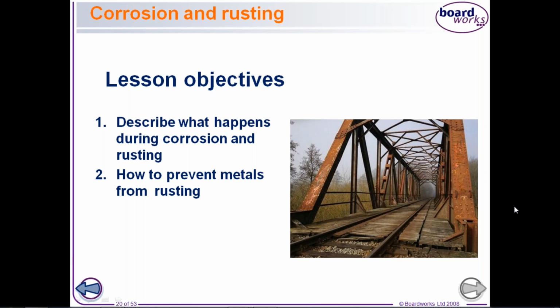We're going to look at two things today. We'll describe what happens during corrosion and rusting, and some methods of preventing metals from rusting. So let's get started.